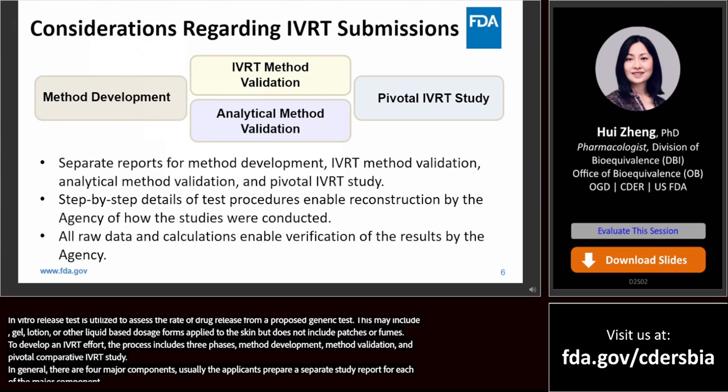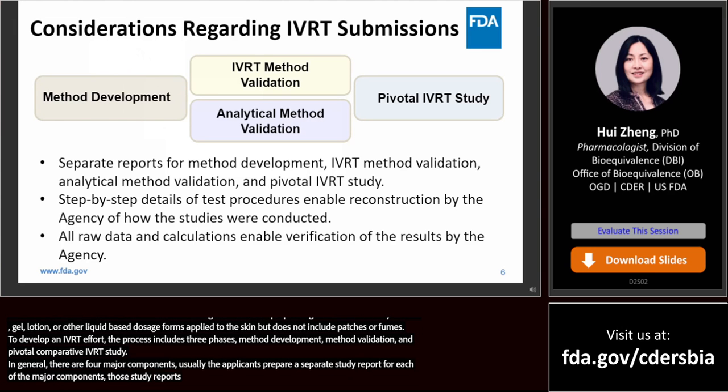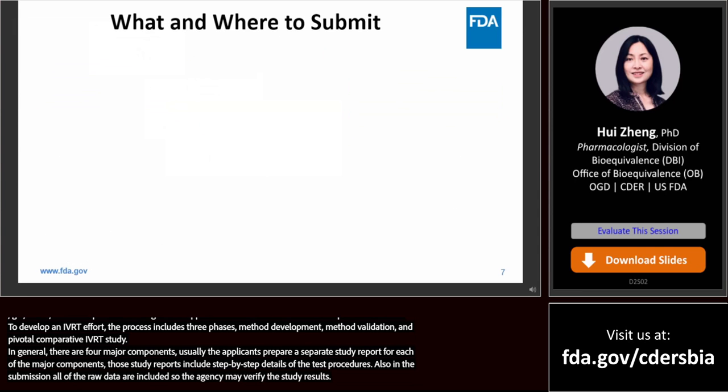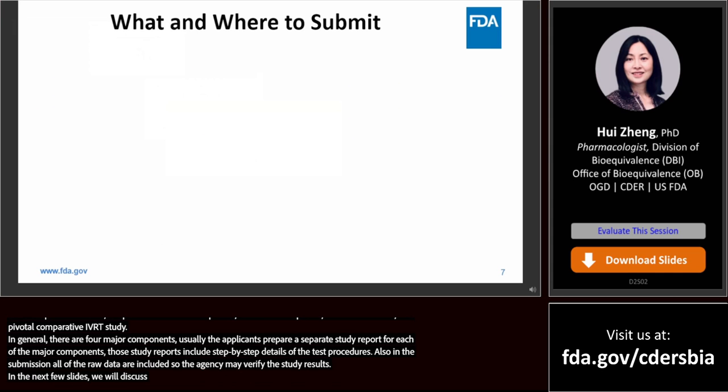Those study reports include stepwise details of the test procedures that enable the assessors to reconstruct in their mind how the studies were conducted. Also, in the submission, all the raw data are included so the agency may verify the study results. In the next few slides, we will discuss the agency's expectation with regard to a high-quality IVRT submission.